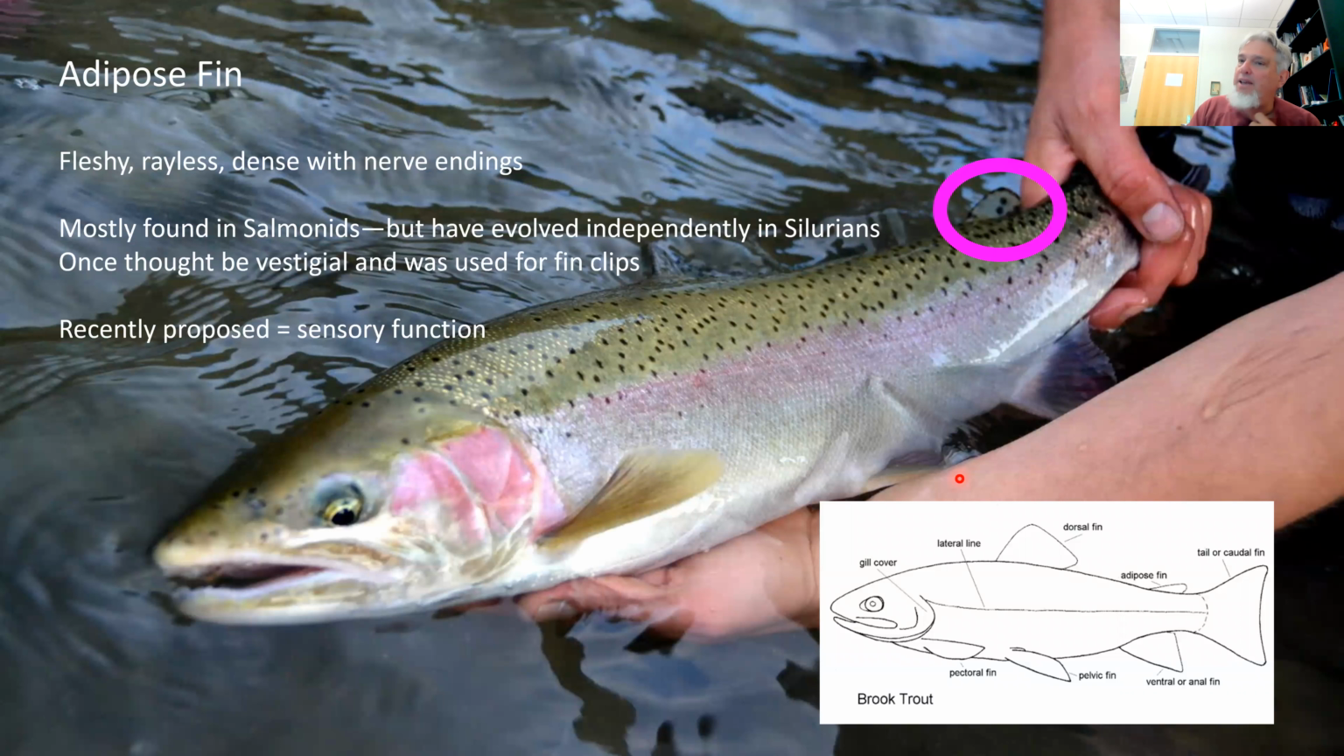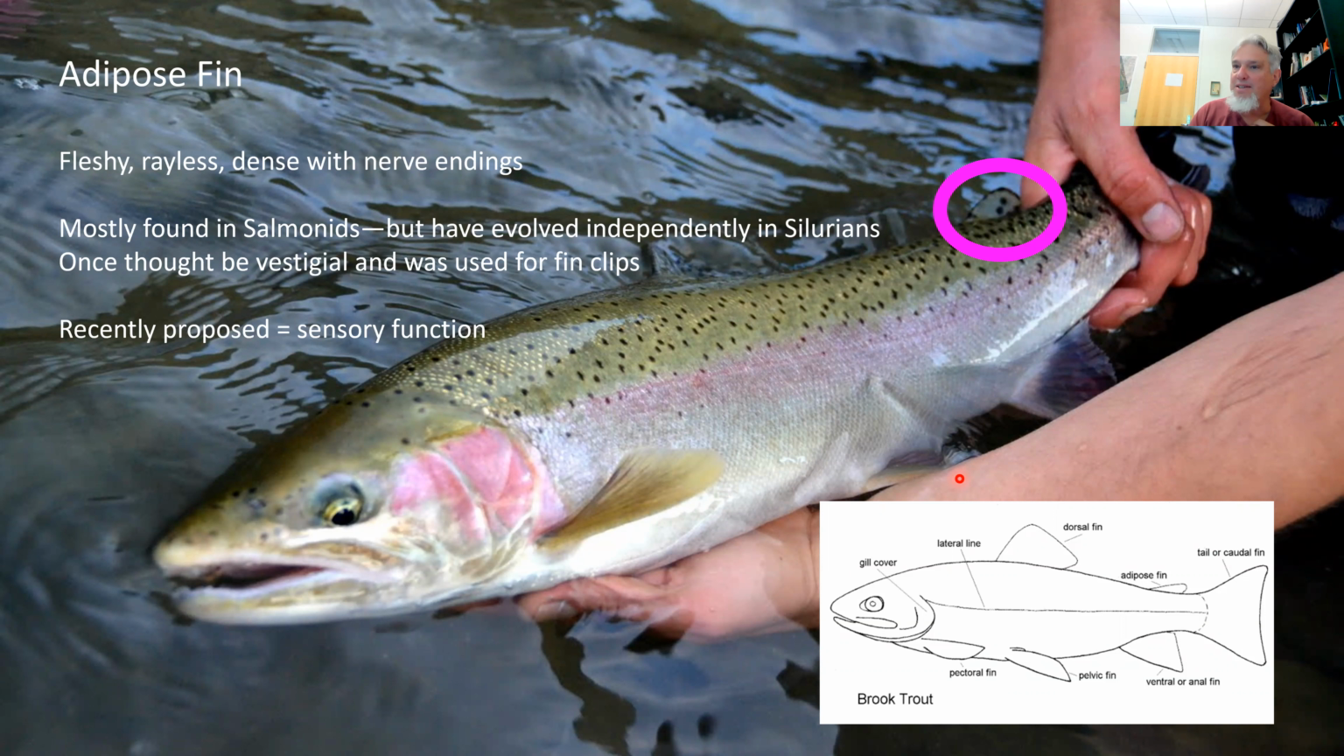The adipose fin has sort of been the ugly stepchild of the fins, but it turns out that it's probably more important than we thought. It's fleshy and rayless, but it's got lots of nerve endings. And for a long time, we used it to clip and identify fishes. So we clipped their adipose fins if they were from a hatchery. But it's recently thought that it's not just a vestigial or ancestral structure that got carried along and forgotten by evolution in the salmon and also in the catfish.